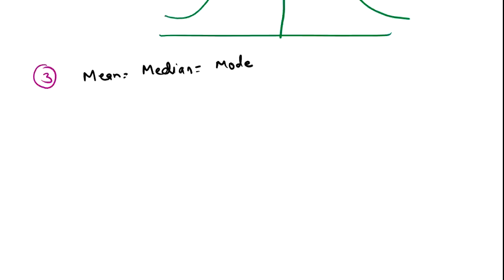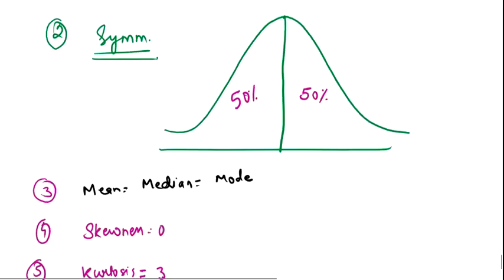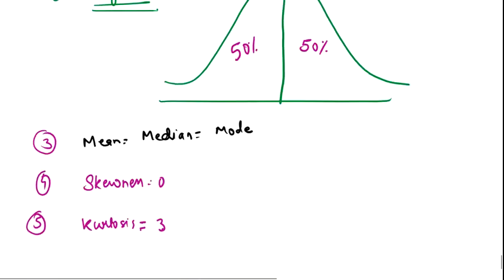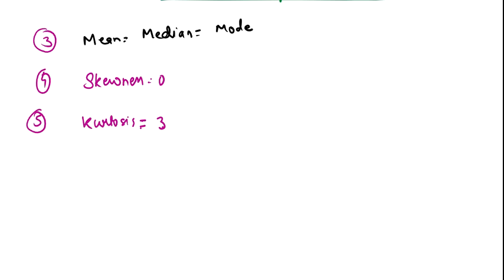Clear? Now next point is skewness is equal to 0. If your skewness is coming equal to 0, means this is your normal distribution. Also, if you are calculating kurtosis, that will be equal to 3. Clear? So if you got to know all these things are present in your data, now you can tell that your data belongs to normal distribution.